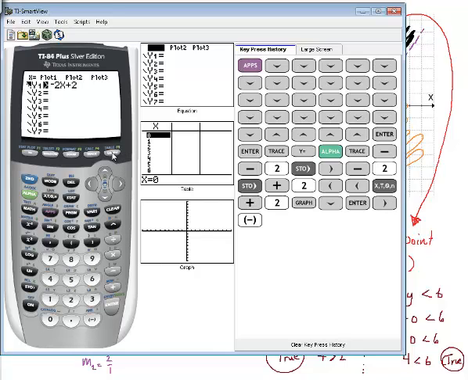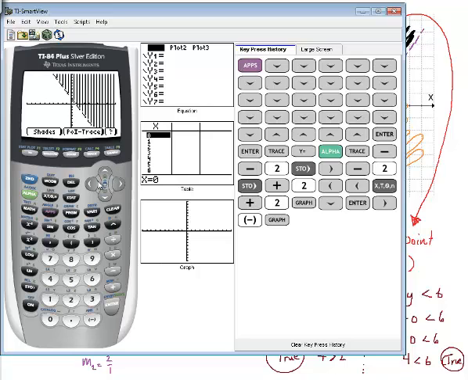It's negative 2x plus 2 instead. Now it's shading that. That's the first one we did, remember?